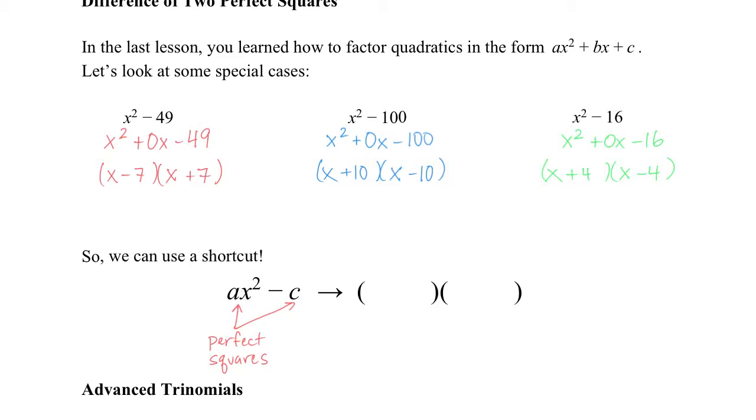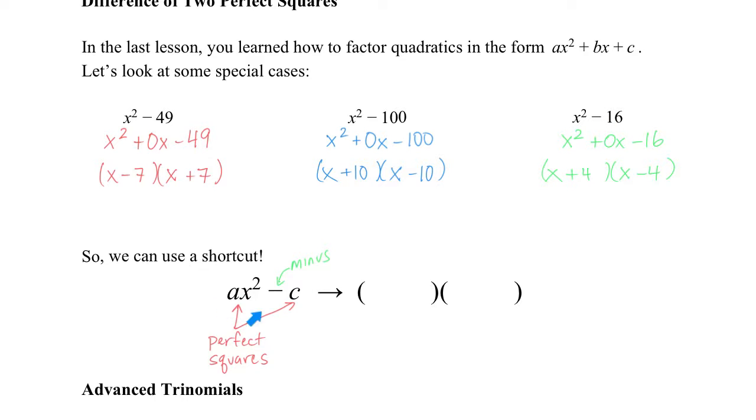For the x part, it has to be an even exponent. So sometimes you'll see this as a 2. Sometimes you'll see it as a 4 or a 6. And we can talk about how to do those at a later time. The other piece is that it has to be a minus sign. It's the difference of two perfect squares, not the sum of two perfect squares. So this shortcut only works if it's a minus. So notice that all three of these are minus.